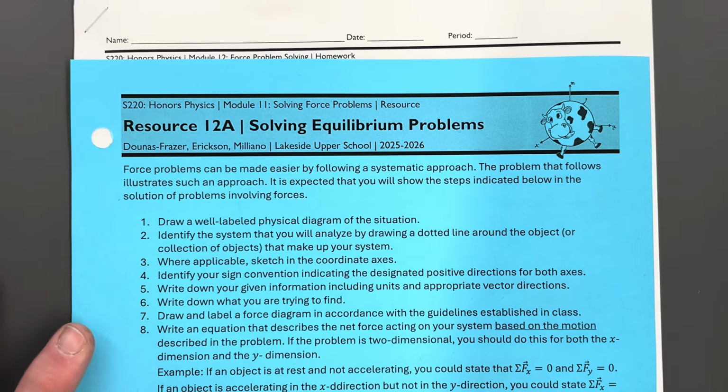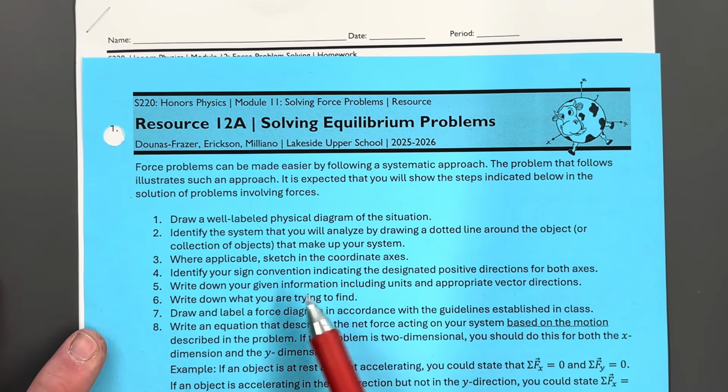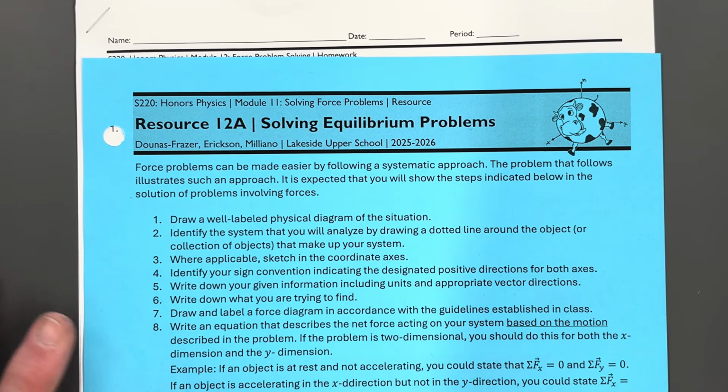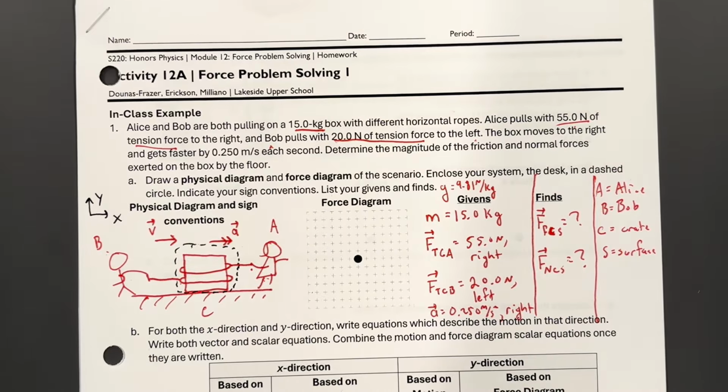We've done that. We have written down the given information with units and vector directions. We wrote down what we were trying to find. That was step 6. Step 7, draw and label a force diagram in accordance with the guidelines that we've established in class. Let's do that. I am thinking about forces. I know that I have these two.